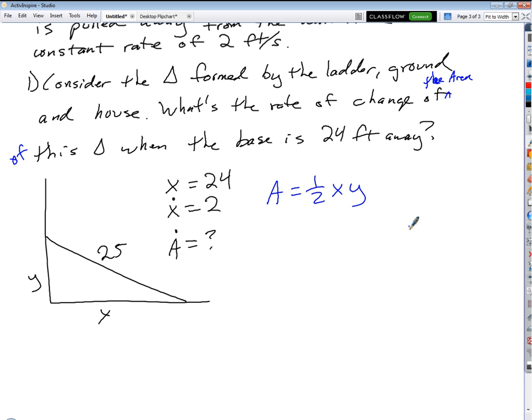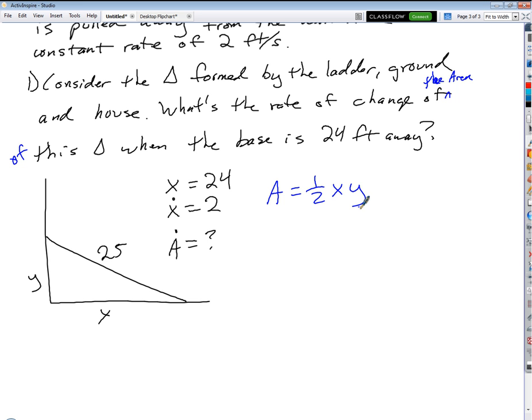Okay, it's a little harder because we've got a product in our function, and so that means when we differentiate, we're going to have to use the product rule, right? Unless we can avoid it. Is there a way that we could relate X and Y? This is kind of sophisticated, and it's going to be really big next chapter too.